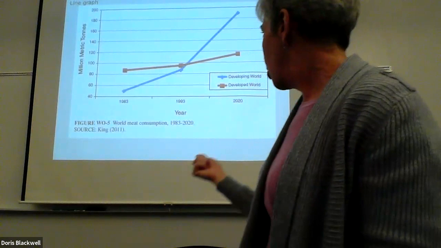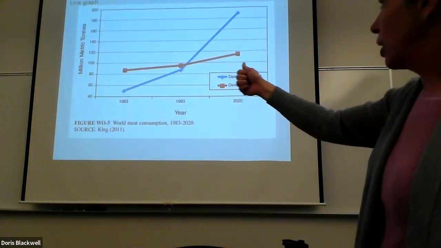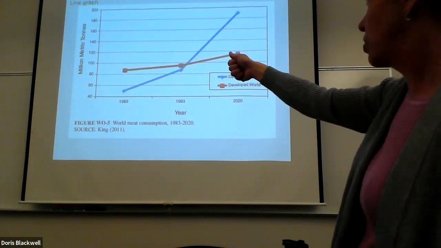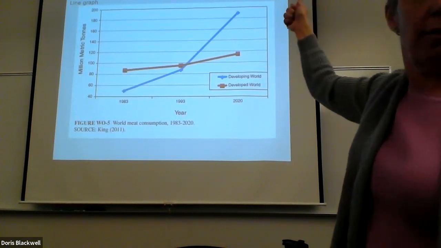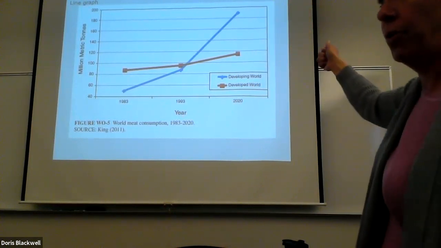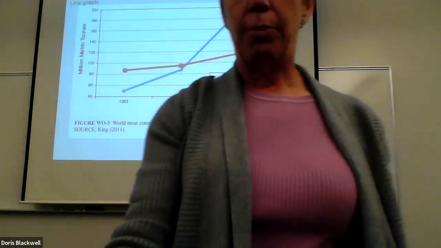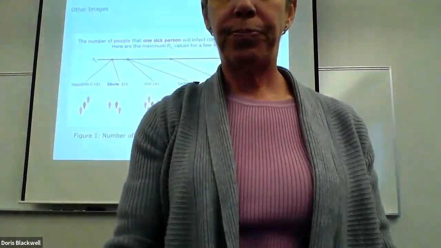We can also show trends by using line graphs. So here we're looking at meat consumption over time by millions of metric tons. You can see that it's increasing, but it's really increasing in the developing world compared to the developed world. So we can show these trends, both a general trend, but also trends in two different parts of the world. We can also use pictures.